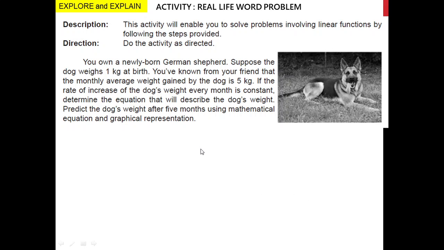Now here, say for example, we have our problem. You own a newly born German Shepherd. Suppose the dog weighs 1 kilogram at birth. You've known from your friends that the monthly average weight gained by the dog is 5 kilograms. If the rate of increase of the dog's weight every month is constant, determine the equation that will describe the dog's weight. Predict the dog's weight after 5 months using mathematical equation and graphical representation.